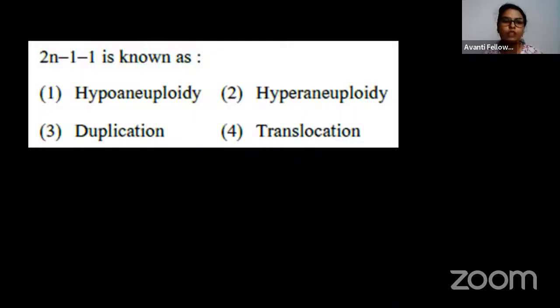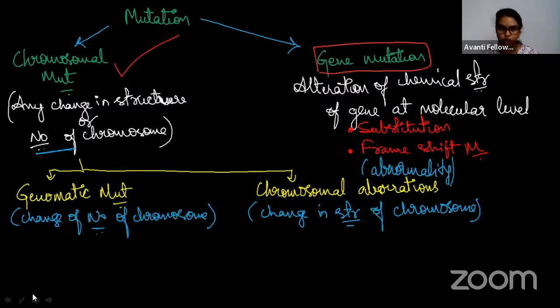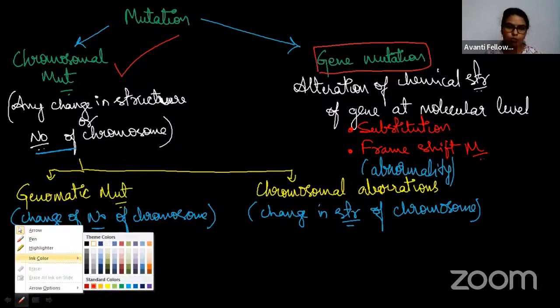Okay, so now there is question 2n minus 1 minus 1 is known as. So what we have to see here, options are hypoaneuploidy, hyperaneuploidy, duplication, translocation. Okay, so now we have to understand the meaning of these terminologies to understand the term 2n minus 1 minus 1. Okay, इसके लिए हम क्या करेंगे अभी? Now what we are going to do, we are going to understand the concept of mutation. So what actually is this? This is the concept of mutation.